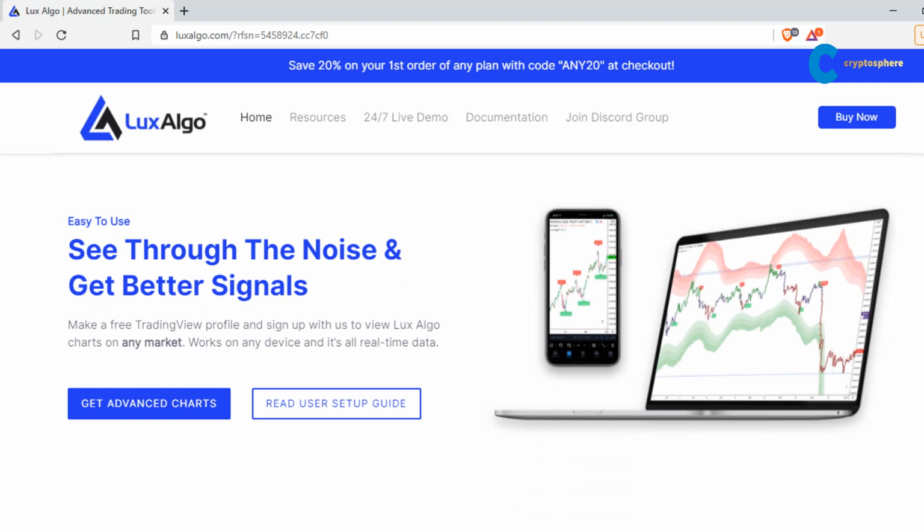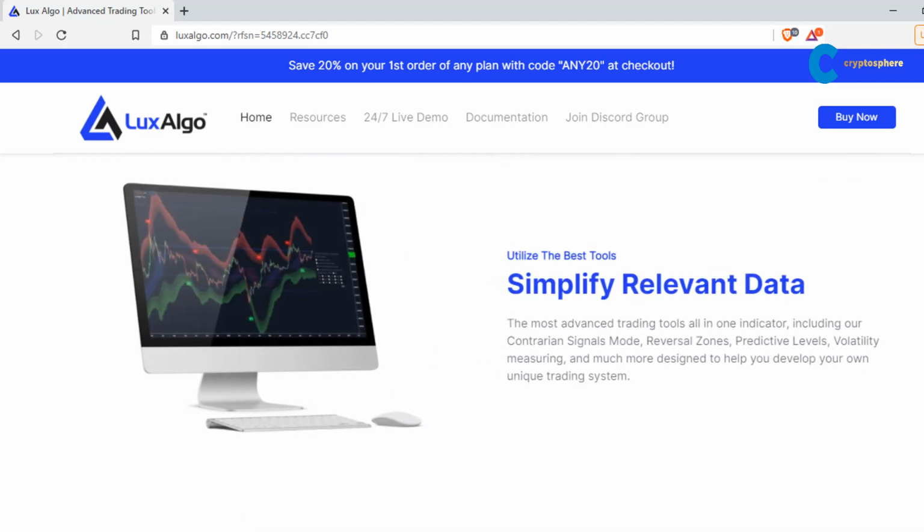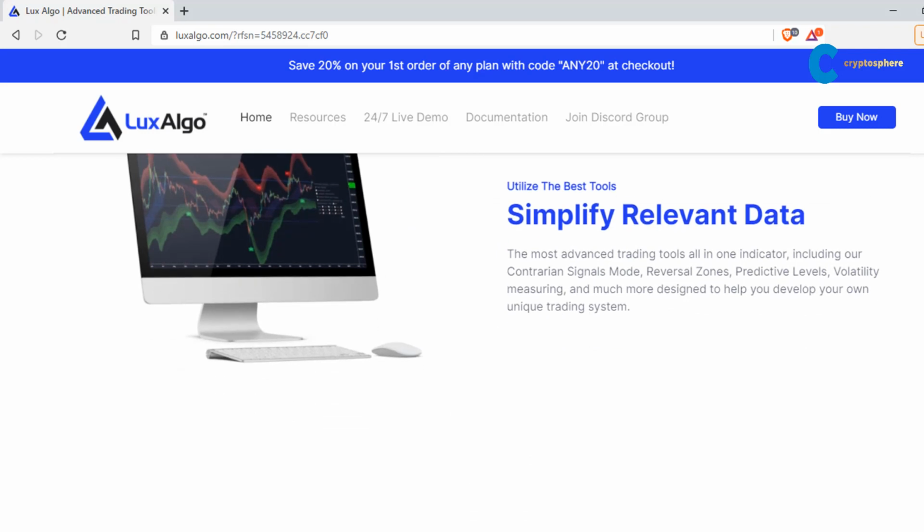The chart that I'm using now looks much different from what I was using before. Let me know in the comments how yours looks like when you make trades. Or if you have some advice, please share it with us. Let me show you what the chart and signals look like when you use Lux Algo.